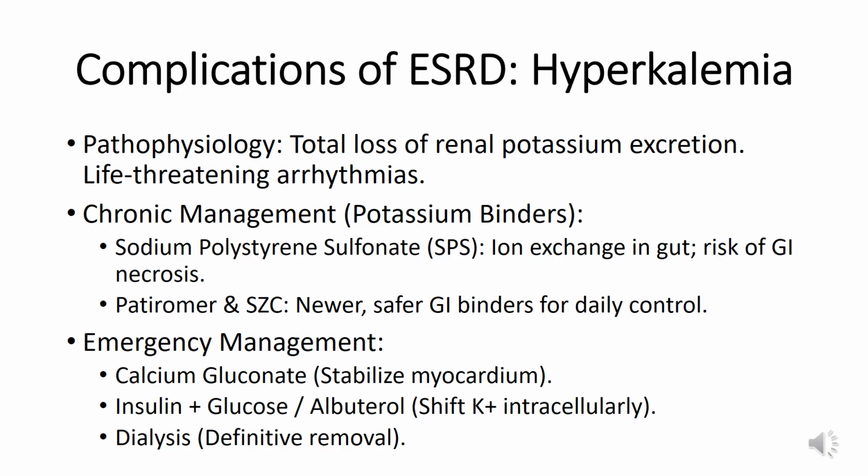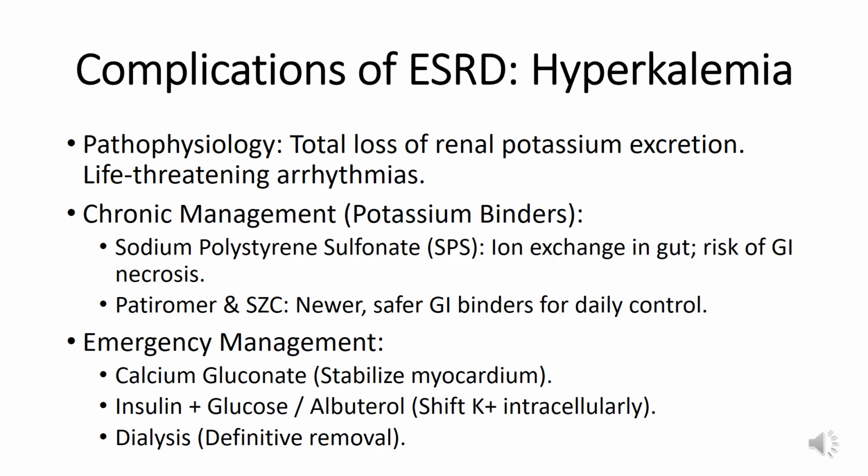When potassium rises to dangerous levels, emergency treatment must begin immediately. The first priority is protecting the heart. Intravenous calcium gluconate stabilizes the cardiac cell membrane. It does not lower potassium levels, but it reduces the risk of fatal arrhythmias.